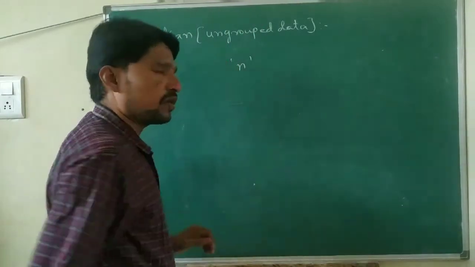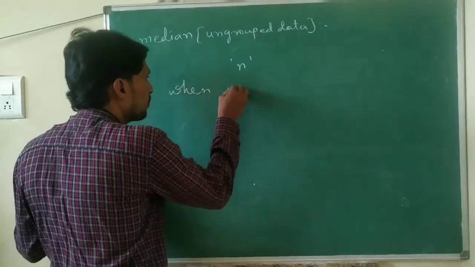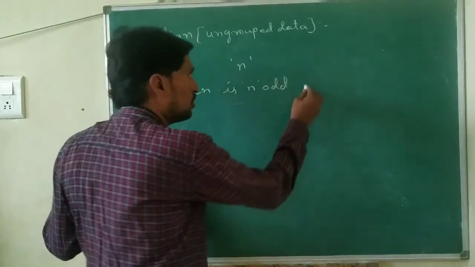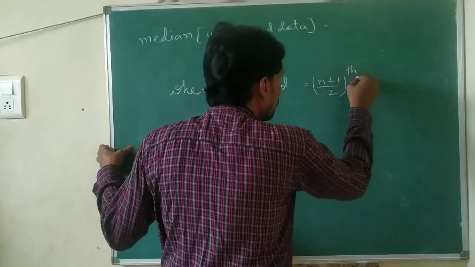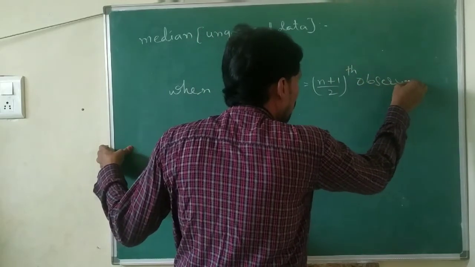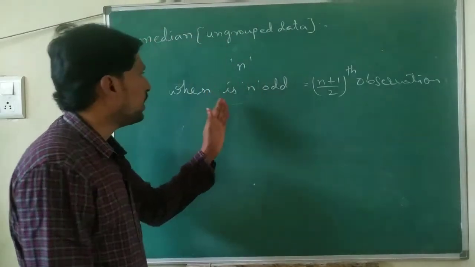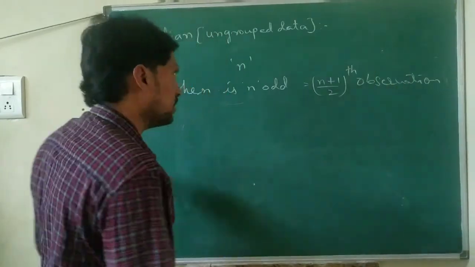when n is odd, the (n plus 1) by 2 th observation is the median. So when n is odd, (n plus 1) by 2 th observation is the median.